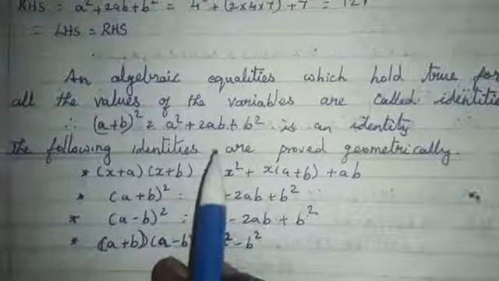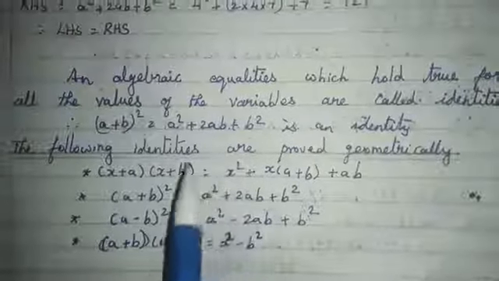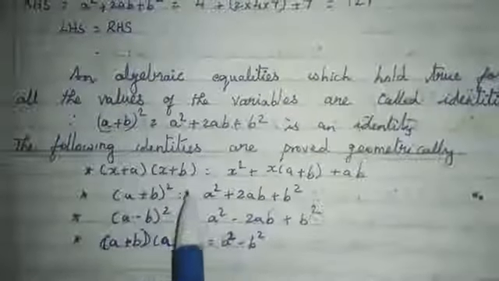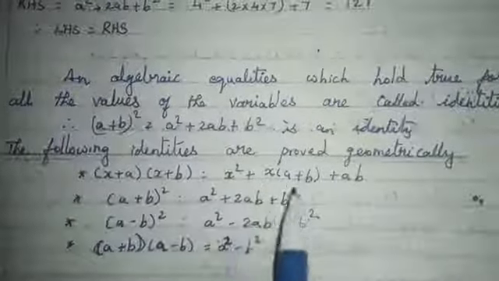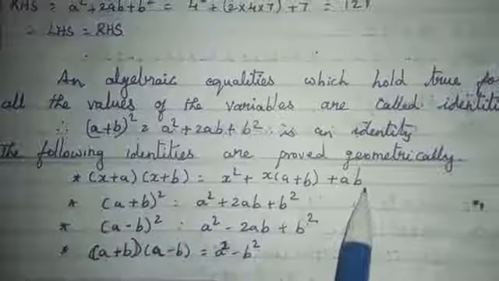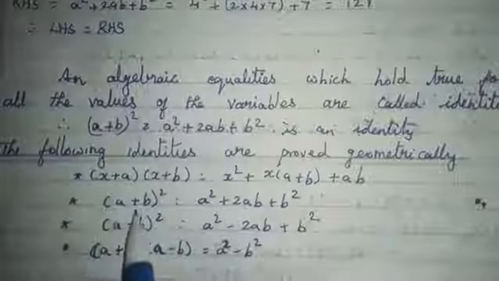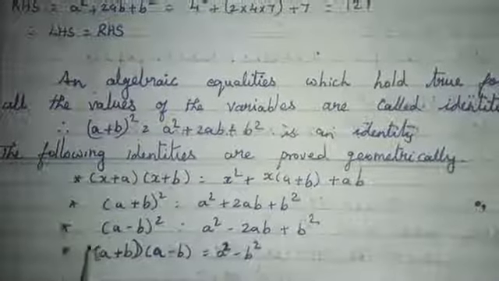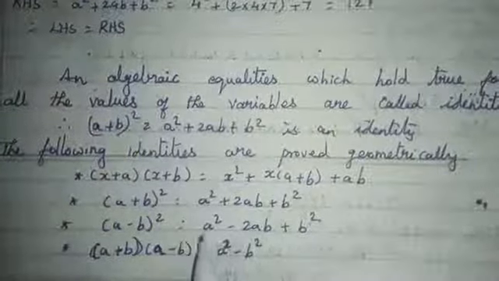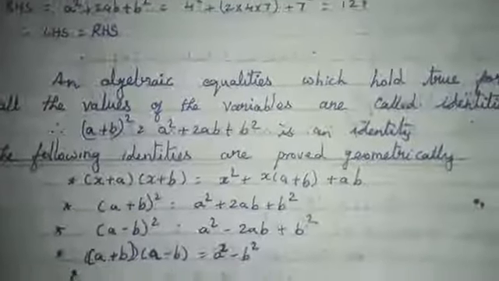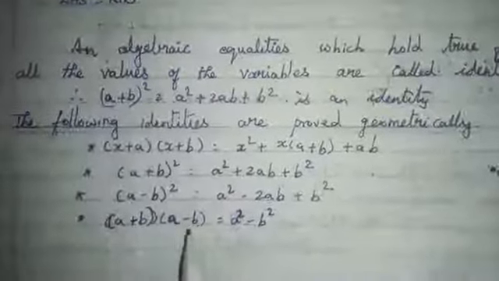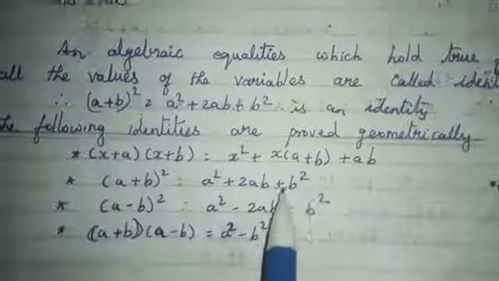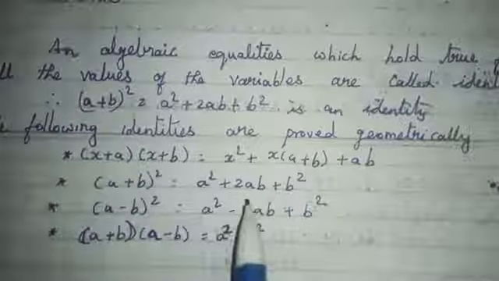Like this, we can prove the following identities. The first identity: x plus a into x plus b is equal to x square plus x into a plus b plus ab. The second identity is a plus b whole square equal to a square plus 2ab plus b square. The third identity is a minus b whole square equal to a square minus 2ab plus b square. And the fourth identity is a plus b into a minus b, which is equal to a square minus b square. These are the identities which we are going to use in this exercise.